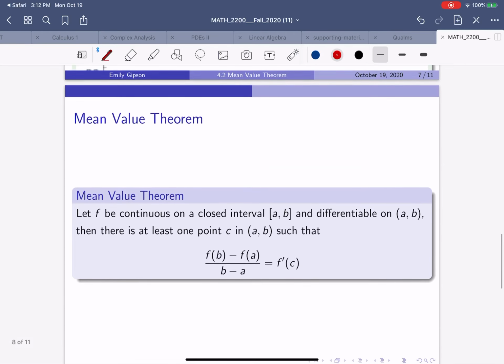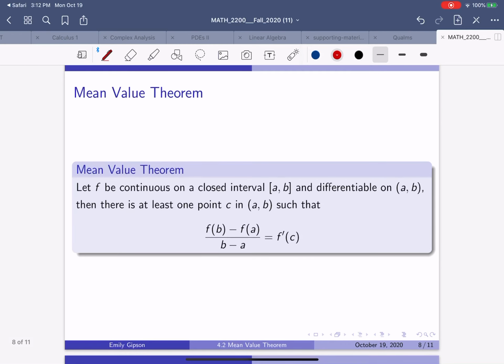So now that we've talked about Rolle's theorem, let's get into the entire point of this chapter, which is the mean value theorem. Let f, a function, be continuous on a closed interval a to b and differentiable on an open interval a to b. Then there is at least one point c within a to b such that f of b minus f of a over b minus a is equal to f prime of c.